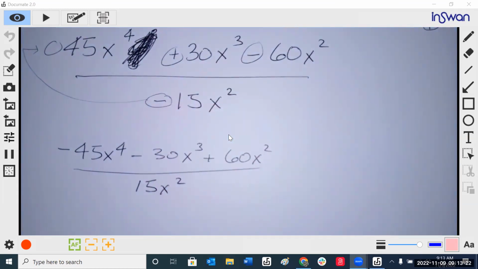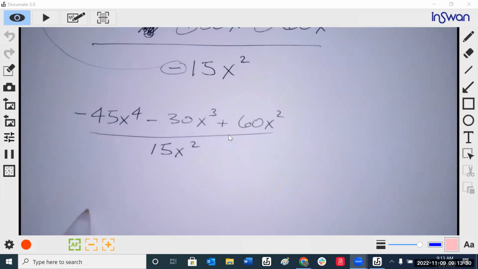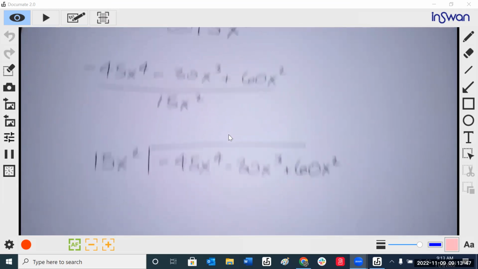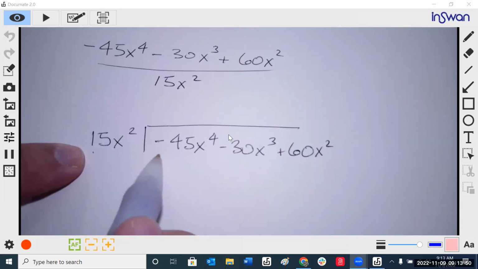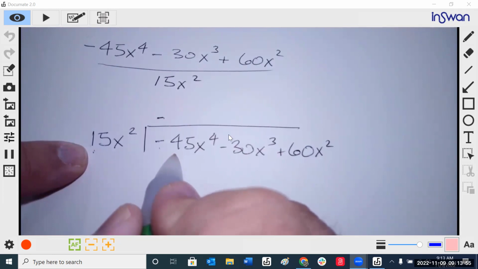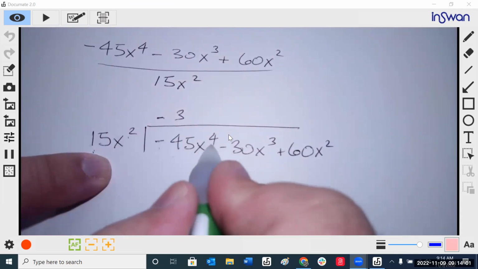Again, from the first day of school, I told you all, always treat the signs and the numbers separately. It makes life much easier for you. So we have 15x squared, negative 45x to the fourth, negative 30x to the third, positive 60x squared. What times 15 is, well, positive times negative is a negative. What times 15 is 45? 3. How many x's do we need? There's 2 there. We get 4, so we get 2 more.